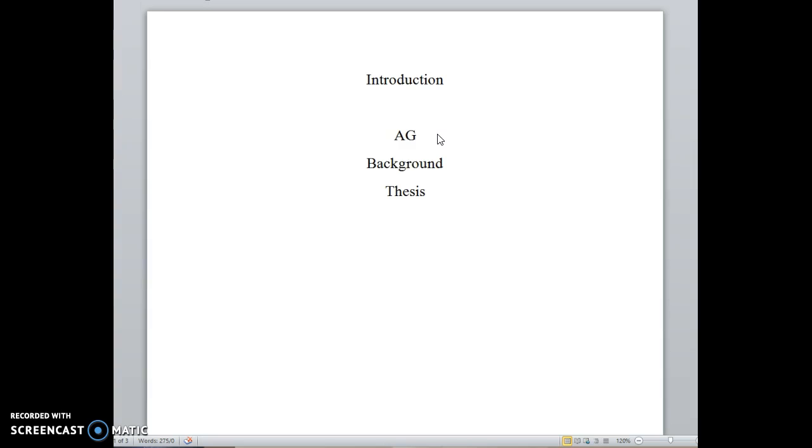Next is background information. Okay, this is where you give your reader enough information to understand the thesis. Okay? Because if you give your reader the thesis, and it was something about something they're unfamiliar with, something they don't know that much about, then the thesis doesn't really make a whole lot of sense. So that's why we want to give just enough background to understand the thesis.